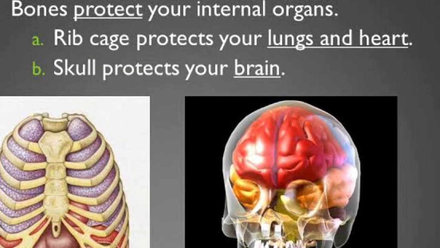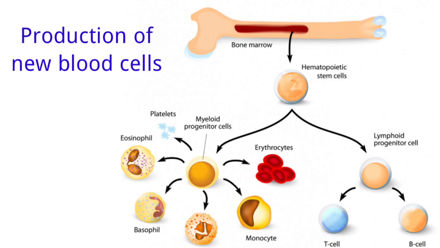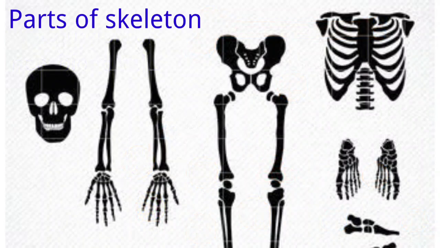Number 3, protection. It protects the important internal organs from damage. Number 4, blood cell production. Long bones contain a spongy soft tissue known as the bone marrow, which helps in the formation of new blood cells. Come to the next topic, parts of the skeleton.